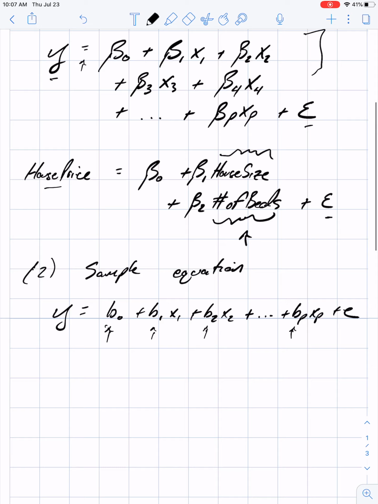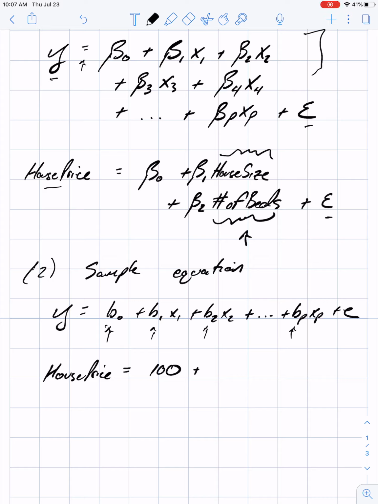Now for house price and number of beds, I'll get actual numbers. Let's just make some numbers up. So we could have house price equals, let's say we estimated this, prices are measured in thousands of dollars. So we'll say our intercept is 100. So that means that a lot of land without a house on it is $100,000. That's what that would say if that was the intercept, right? Because that would mean that the house size is 0 and the number of beds is 0.